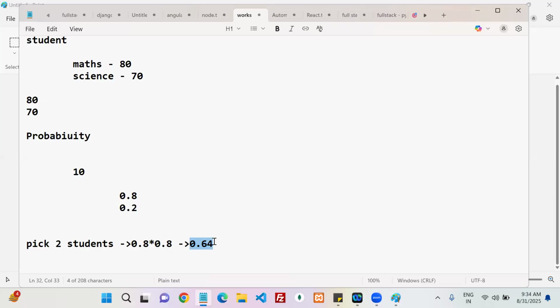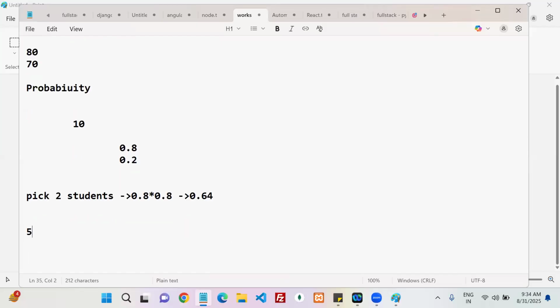Okay, the next one. Another one also. There are 5 students. I want to pick 2 students. How many ways can I pick the students? I want to know how many ways you can pick 2 students from a class of 5 students.